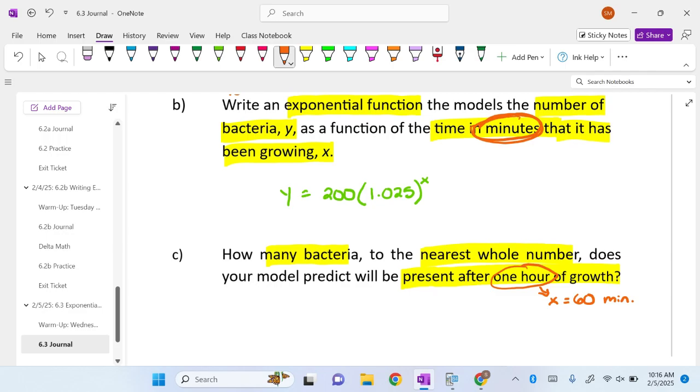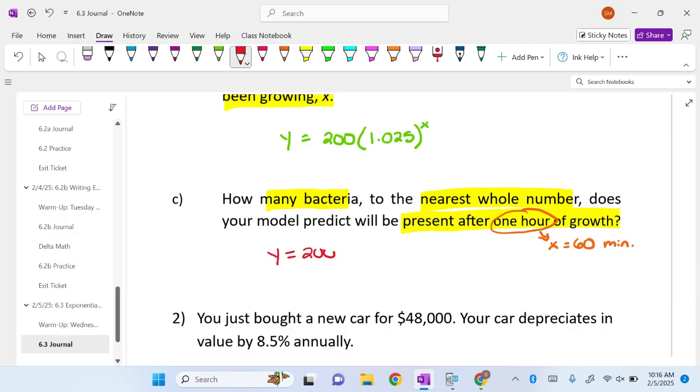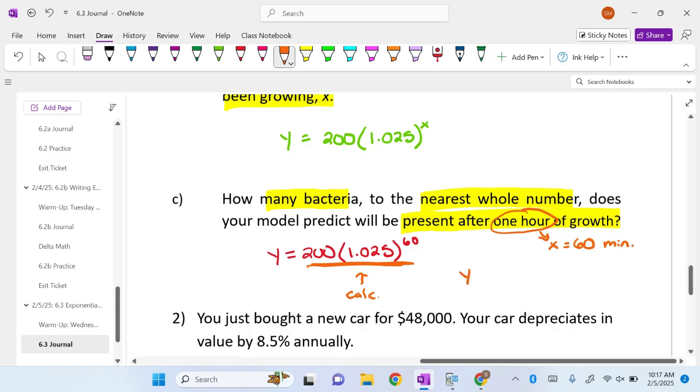All right. So X is not equal to 1 in this case. X is equal to 60, which we're then going to plug in for X into our equation we got up top. So I would have Y is equal to 200 times 1.025 raised to the 60th power. And then from there, you can just put all of this into your calculator exactly as you see it, and then round it to the nearest whole number so you won't have a decimal anymore. So take a minute, put that in your calculator, and tell me what you get. 880.